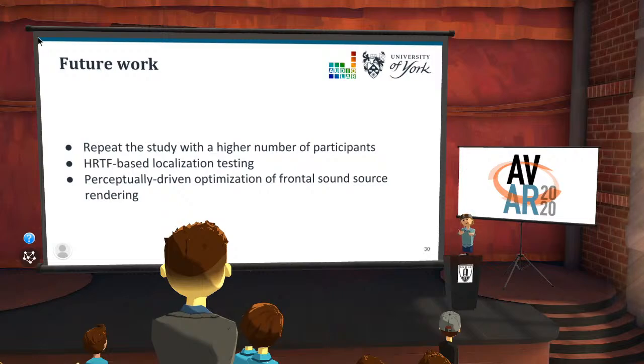Our future work will, of course, involve repeating the test with a high number of participants. We want to use HRTF-based localization testing to evaluate the spectral cues. Can we use eye tracking for tests involving perception in elevation using spectral cues from HRTFs? And the broader research topic, which I find interesting, is the perceptually driven optimization of frontal sound source rendering using data collected during tests like eye tracking, because it seems that using such tests we can collect lots of data in a short amount of time, and maybe based on that we can tweak some parameters of binaural rendering.